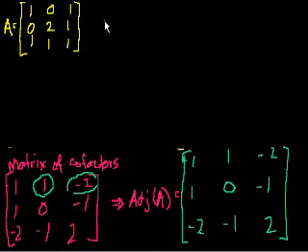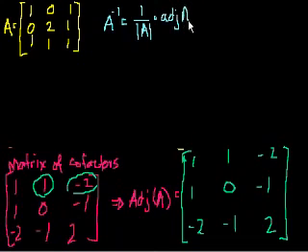So the inverse of matrix A is equal to 1 over the determinant of A times the adjugate, or the adjoint, of matrix A. Well, we solved for this part. So now let's solve for the determinant.